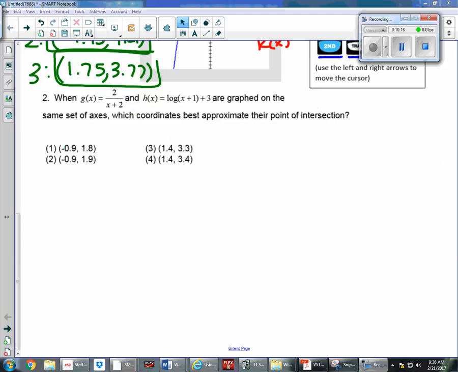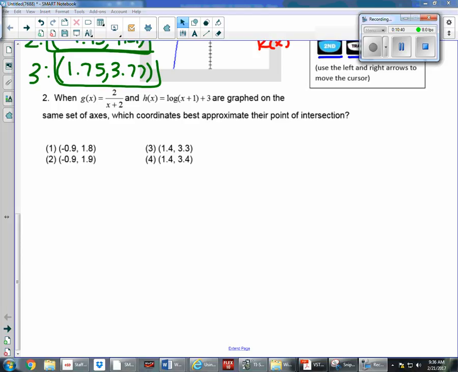I'll do one more problem with you, and that'll be example 2. When g of x and h of x are graphed on the same set of axes, which coordinates best approximate their point of intersection? Okay, this could be on the Regents. I think that questions like this are on the Regents when they're multiple choice, so we've got our great multiple choice strategy now of using the calculator.